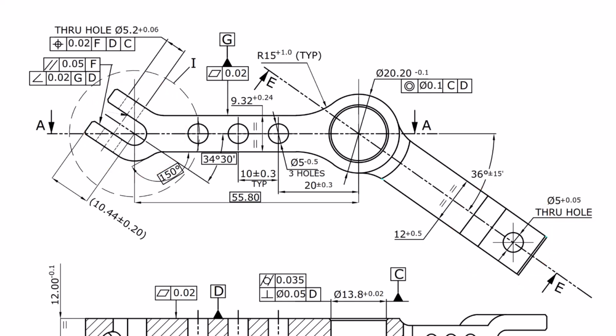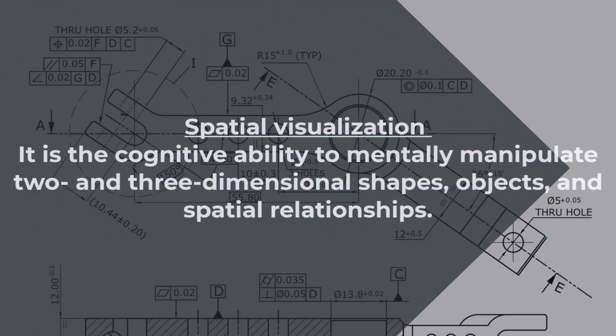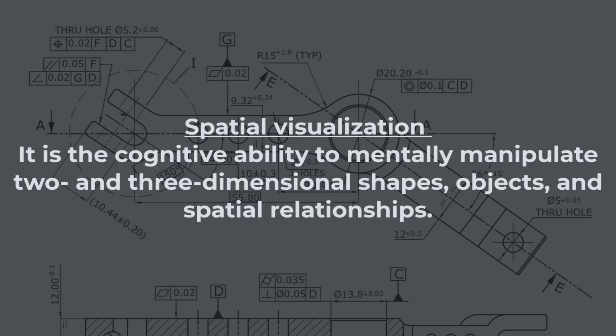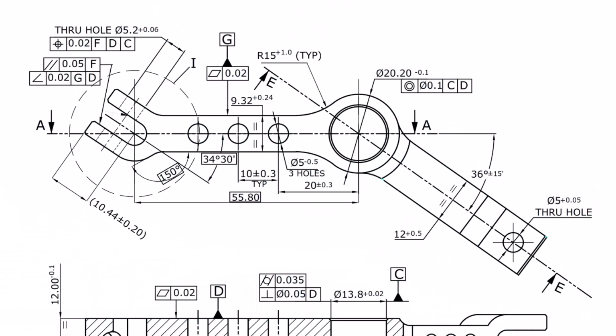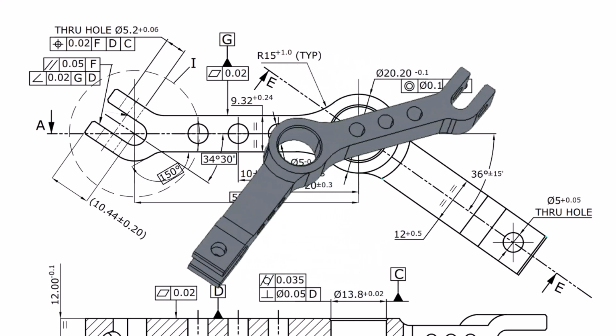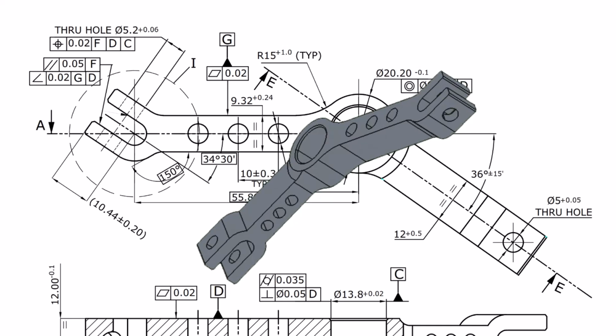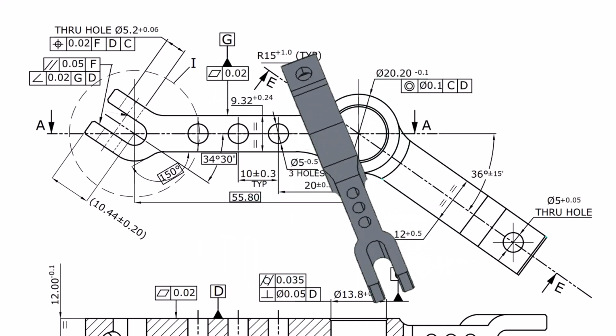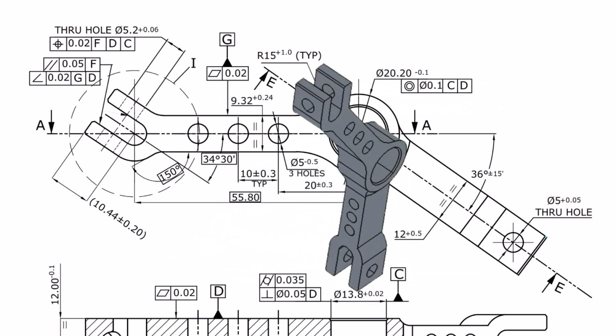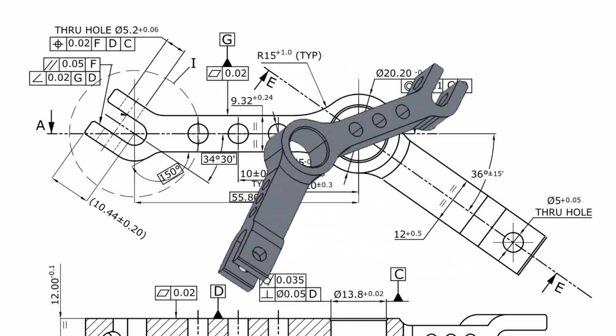Even without reading dimensions, our brain is beginning to construct a three-dimensional image. This ability is called spatial visualization. It is one of the most valuable skills a design engineer can develop. In interviews, experienced engineers often look for candidates who can mentally visualize a component before opening CAD software. Remember this, CAD software does not create good designers. Good visualization creates good designers. Software is only a tool. Your mind is the real design software.